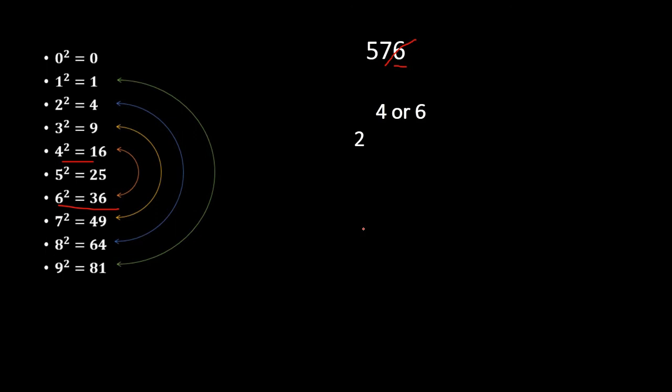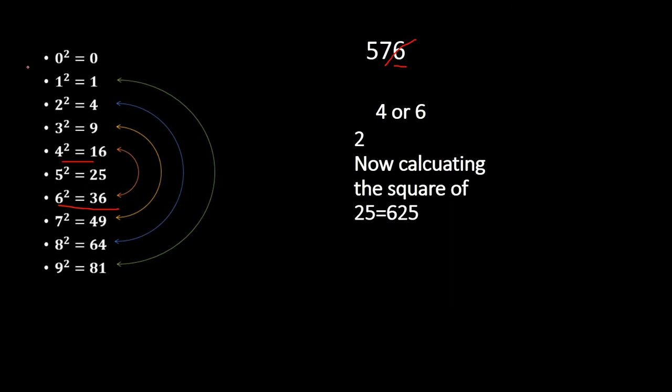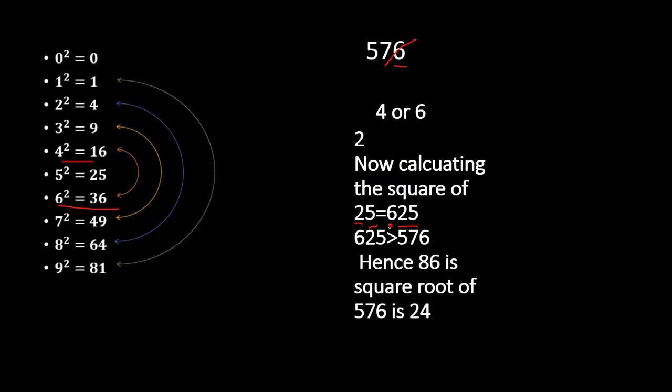To decide this, we will calculate the square of 25. To calculate the square of 25, I'm going to share with you an amazing trick. Any number which ends in 5, its square can be calculated using the following trick. Since the square of 5 is 25, now take 2 and multiply it with the upcoming term, which will be 3. So 2 multiplied by 3 is equal to 6. So the square of 25 will be 625. Since 576 is smaller than 625, hence 24 is the right option. So the square root of 576 will be 24.